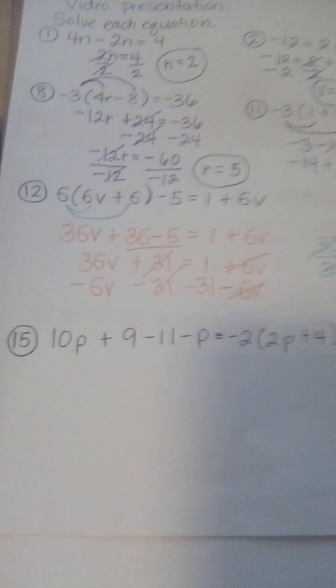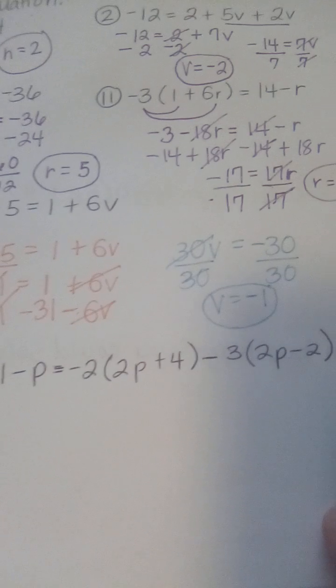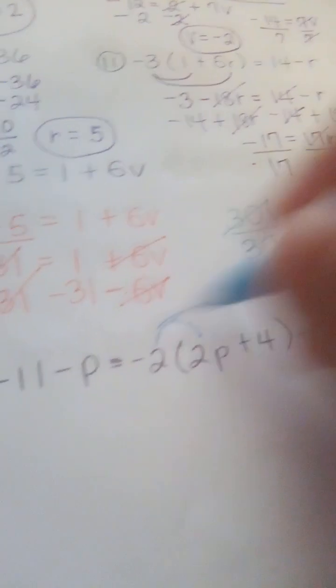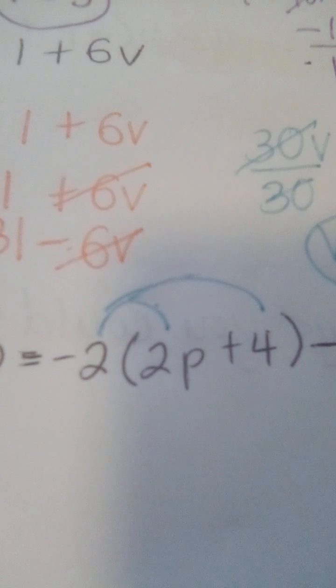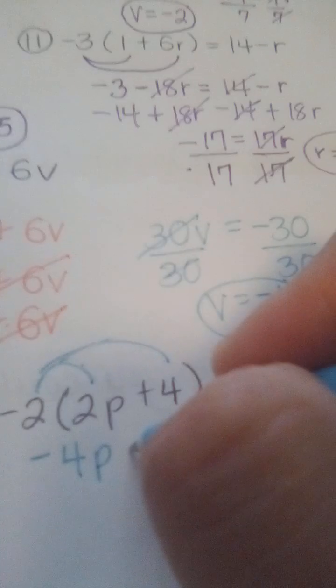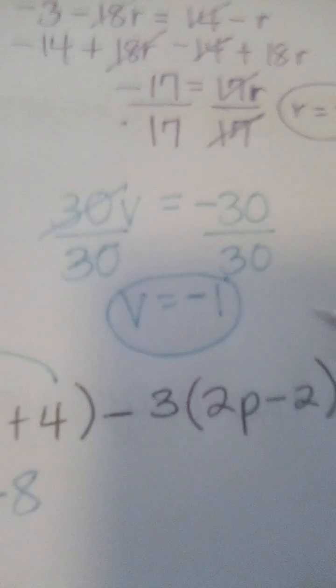When I look at this problem, I'm going to distribute first. On this first part, we redistribute, right? What is negative 2 times 2? Negative 4p. What is negative 2 times 4? Negative 8. Very good. All right.